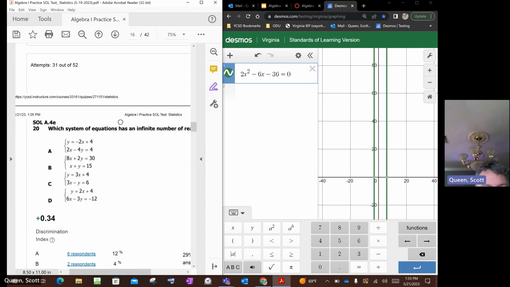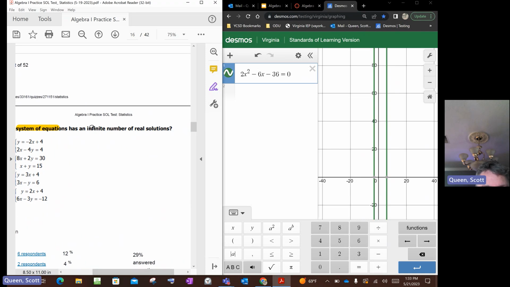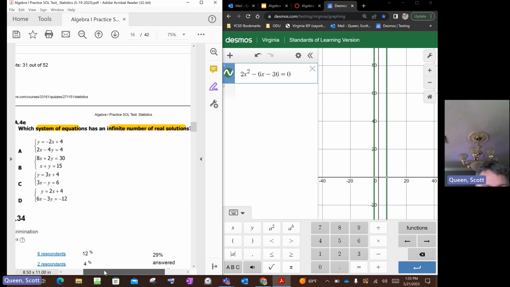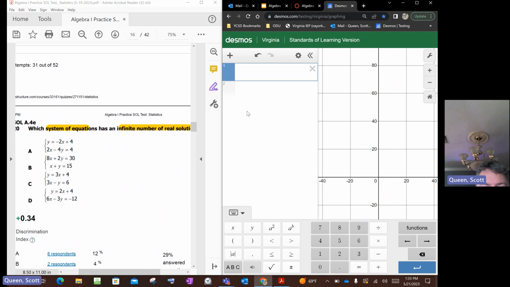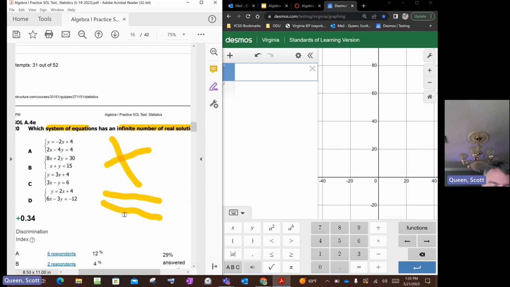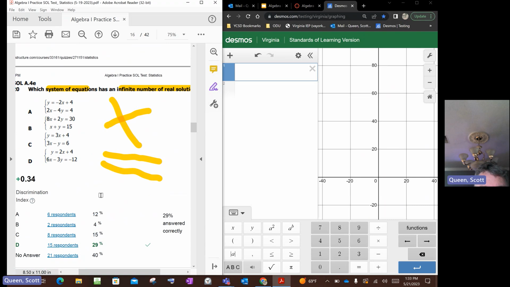Moving on. Number 20, as soon as I saw system of equations, I'm thinking I got to graph 2 things. Also, infinite number of solutions. It comes down to what does that look like? Hopefully you remember something, but this may take a little time. When I'm thinking about graphing a system of equations and infinite, remember we have the cross possibility with one solution. We have the parallel lines. Those don't look parallel, but they are supposed to be. And those are the ones that never touch. They have no solution.